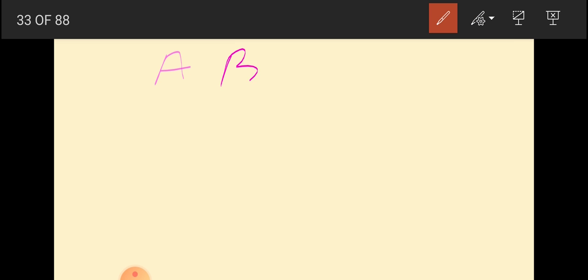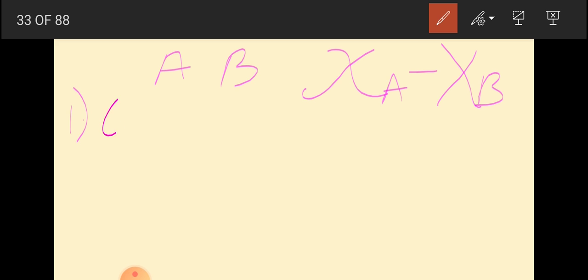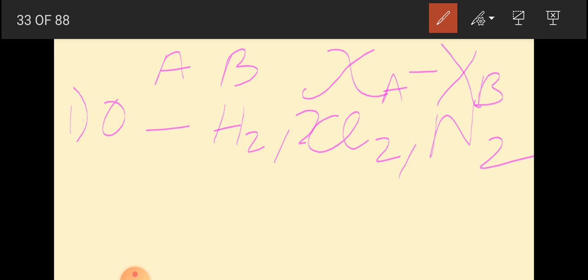A and B, two atoms are there. The electronegativity difference is psi A minus psi B. If it is 0, then it is a covalent compound, but it will be non-polar. If the value is small, then our compound will be polar covalent.